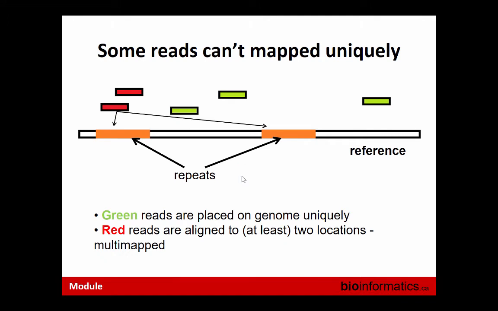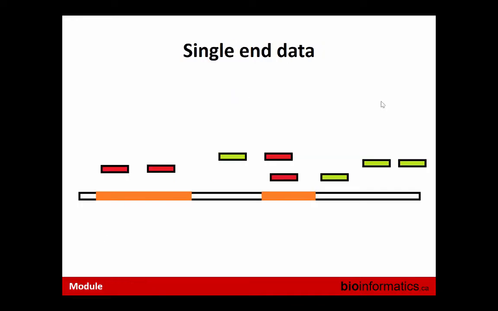So here is an example. As you said, this is an example of short reads, a reference genome, and in orange we have repeats. So these two red reads can be aligned in this location or in these locations, while the green reads are aligned uniquely. So now we have single-end data and we have a situation like that. We have quite a few reads which are reported as multi-mapped.